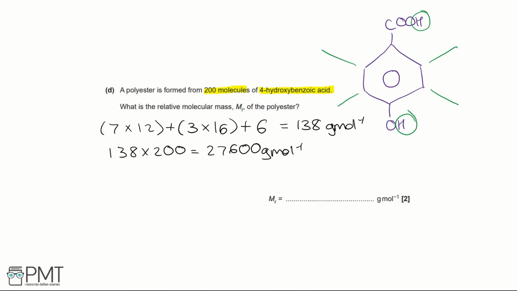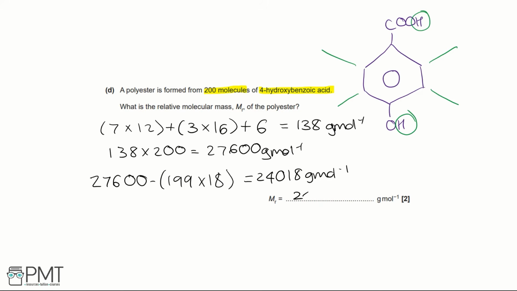Polyesters undergo condensation polymerization, which means that they produce water. So we would need to do 27,600 minus 199 times 18. 18 is the relative molecular mass of water. That would be 2 plus 16. That would then equal 24,018 grams per mole, which is the relative molecular mass of the polyester.